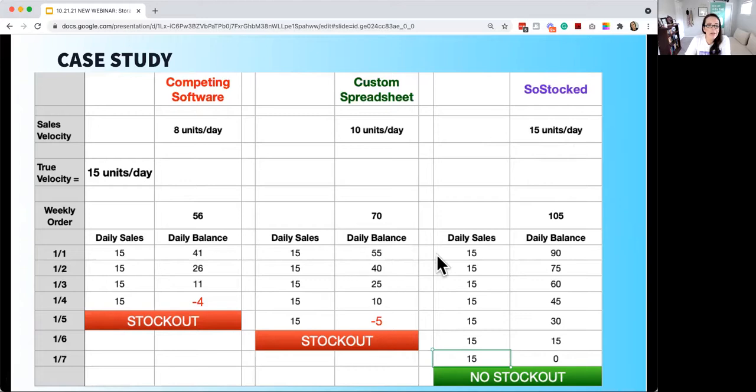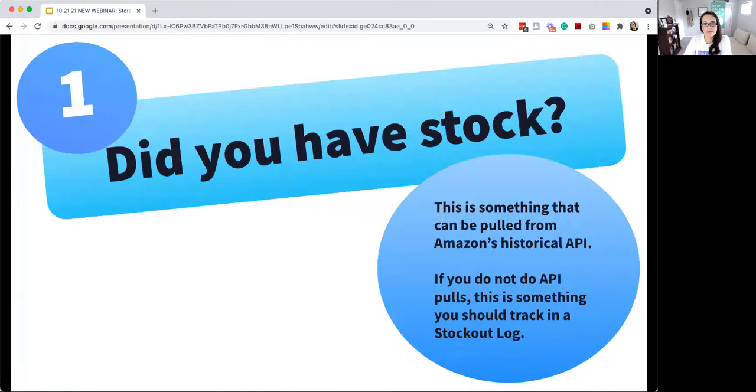So why do we have 3 different systems and they're all giving us different numbers? I like to say the numbers don't lie until they do, right? Someone is lying here. So here are the factors. 1, did you have stock? That's the first thing to look at. You can get this data historically via Amazon's API, and that's something that we pull via the API. So you can historically see whether you had stock or not. If you don't have an API pull, you can track it in a stock out log, which I recommend if you're not using another system to track your stock outs.